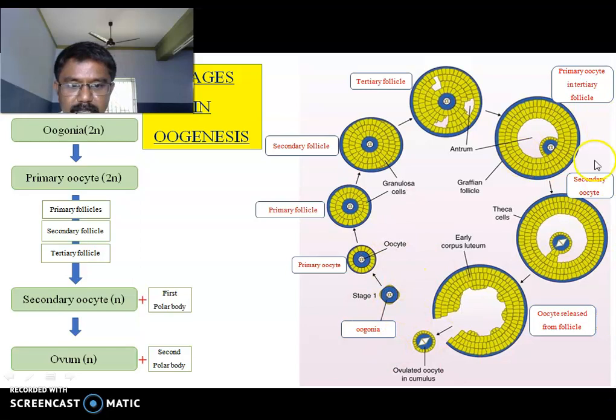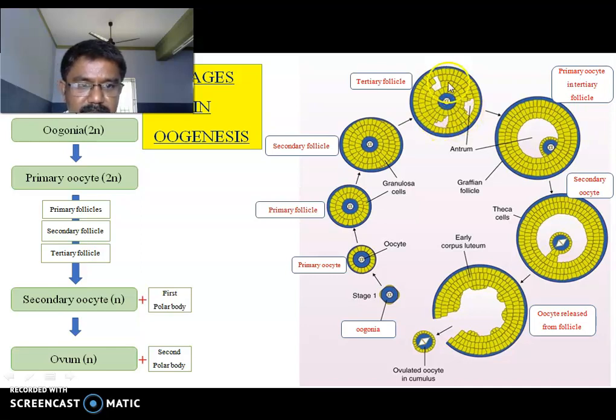Stage 1, oogonia. The oogonia produce oocytes. These are primary oocytes. After that, the oocytes convert into primary follicles. The primary follicles convert into secondary follicles. The secondary follicles have granulosa cells. The secondary follicles convert into tertiary follicles.